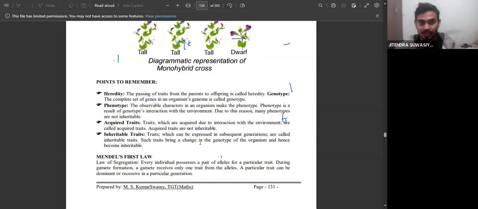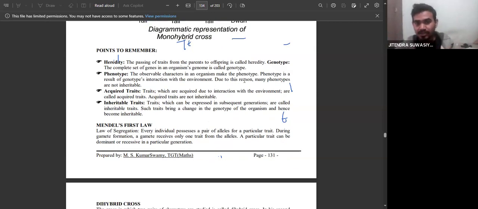Then what are the types? Heredity, which we have discussed, is the passing of traits from the parents to offspring. Then what is genotype? The complete set of genes in an organism, that is the genome, is called genotype. Then what is phenotype? The observable characters in organisms make up the phenotype, and the phenotype is a result of the genotype's interaction with the environment. Due to this reason, many phenotypes are not inheritable.